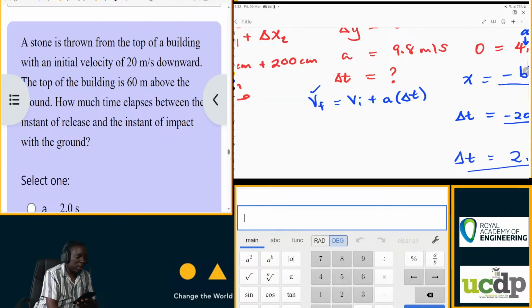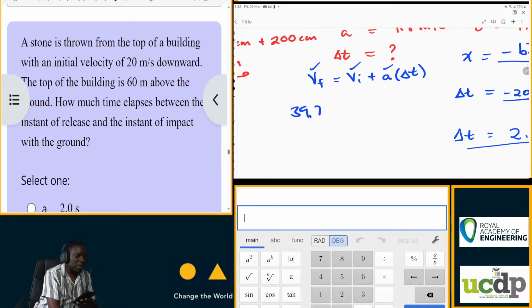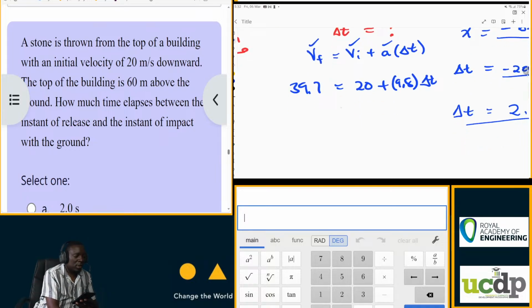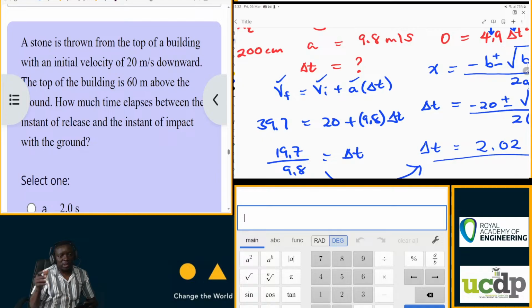Because we now have this, that, and that, we find delta T. 39.7 equals 20 plus 9.8 times delta T. It's your only unknown. So 39.7 minus 20 gives us 19.7, and divide by 9.8, we get delta T, which is 2.02, the same. So you just have to choose whichever.